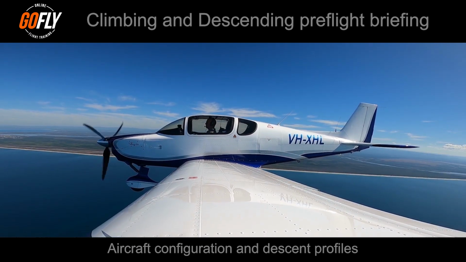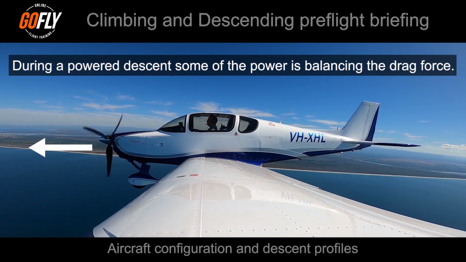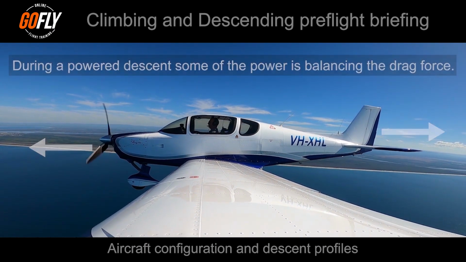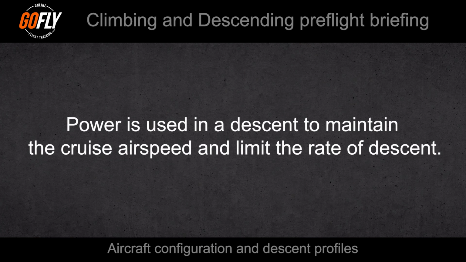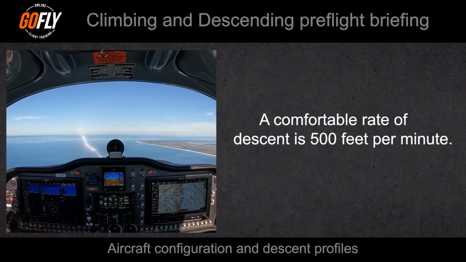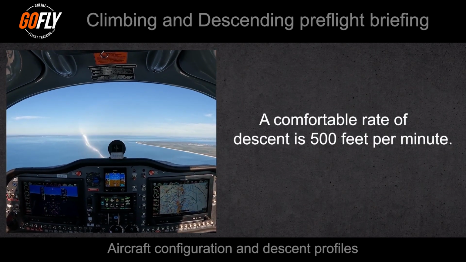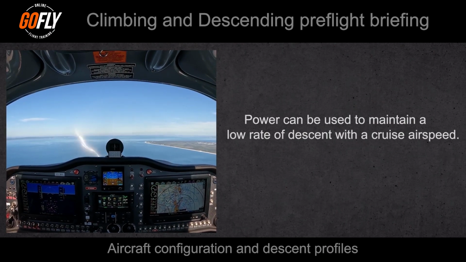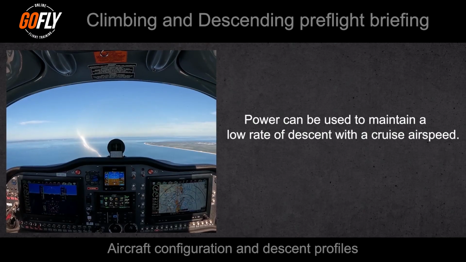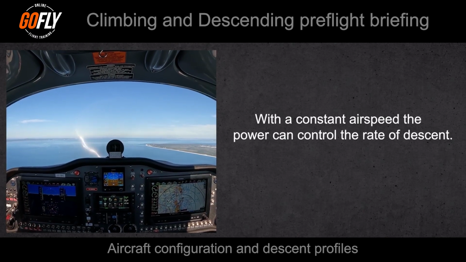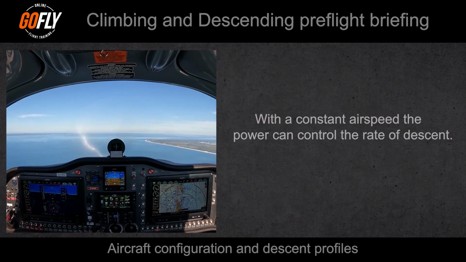When power is used in the descent, we effectively are balancing the drag force. Therefore, we do not require a steepened approach for the same airspeed in a glide. Power is normally used in a descent to maintain the cruise airspeed and to limit our rate of descent. For non-pressurized aircraft, a comfortable rate of descent on the ears for equalizing pressure is around 500 feet per minute. With the use of power, we can maintain this rate of descent with a cruise airspeed. If we were to reduce power and maintain the same cruise airspeed, our rate of descent would increase.